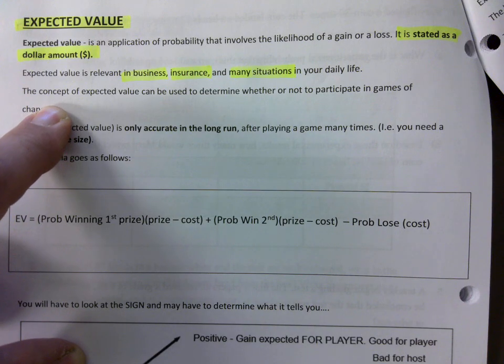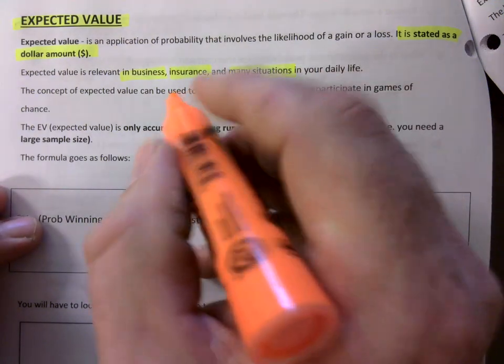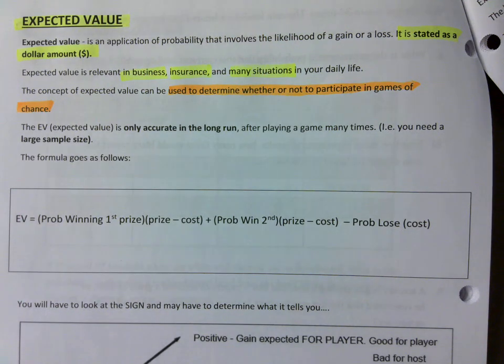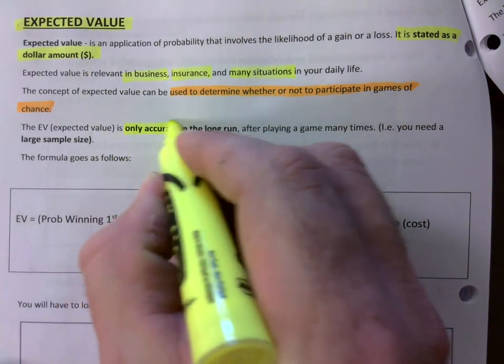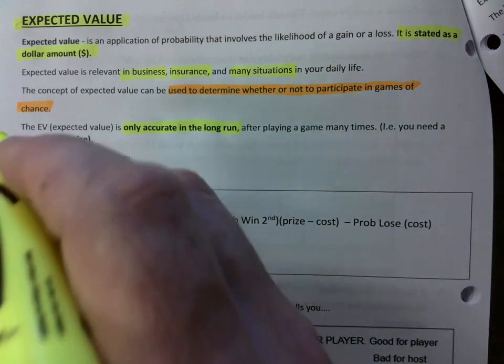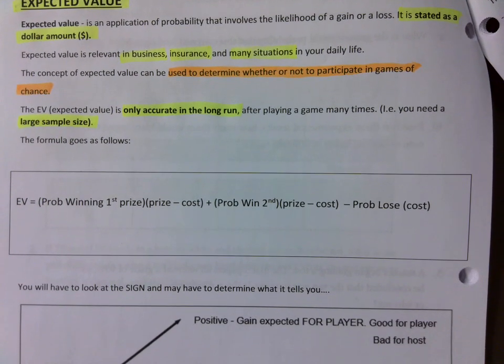The concept of expected value can be used to determine, here's the main one, I'm going to use a different color for this one. It is used to determine whether or not to participate in games of chance. That is the main reason we calculate the expected value. The expected value is only accurate in the long run. I think because you're basically making a prediction, okay? After playing a game many times, right? So you need a large sample size for this to actually work itself out and actually be observable.